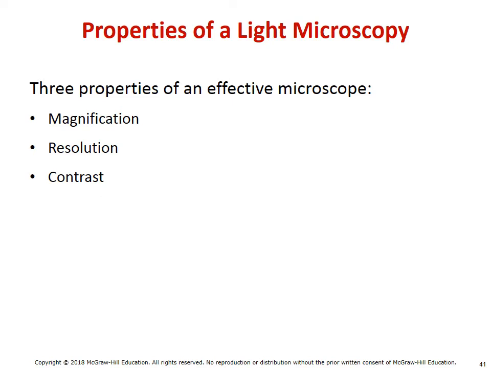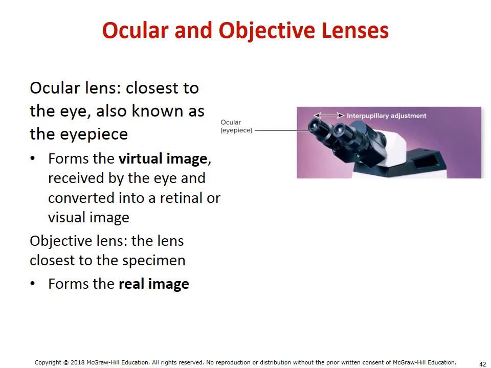There are some things that actually affect the level of microscopy that can be achieved, which includes again things like magnification, resolution, and contrast. Again, we talked about this idea that the ocular lens would be a magnifying lens, that is the closest one to your eye. It does form a virtual image that's received by the eye and then converted into what we perceive. The objective allows us to form a real image, which is a bunch of physics stuff that we really don't need to stress too much about. But the idea here is there are two different lenses that actually create magnification.